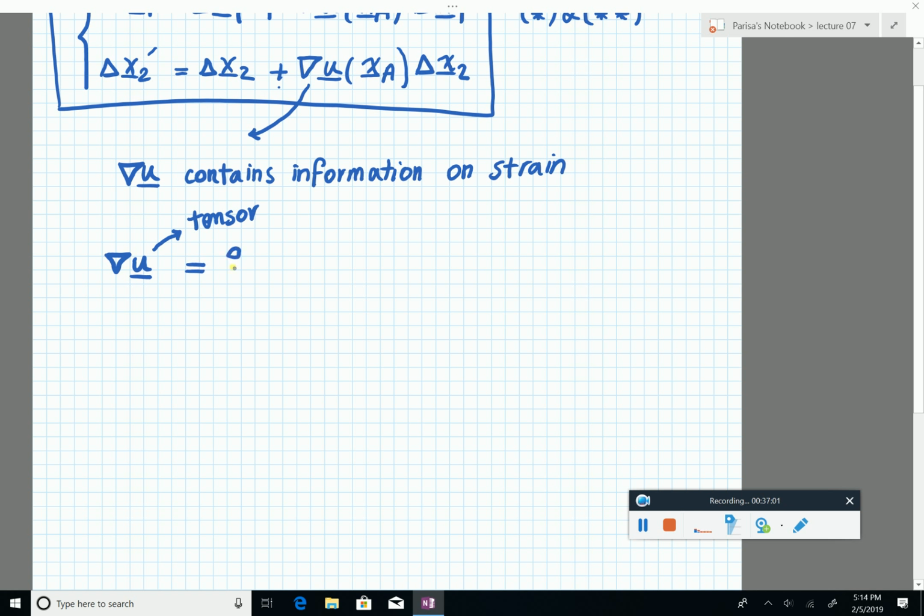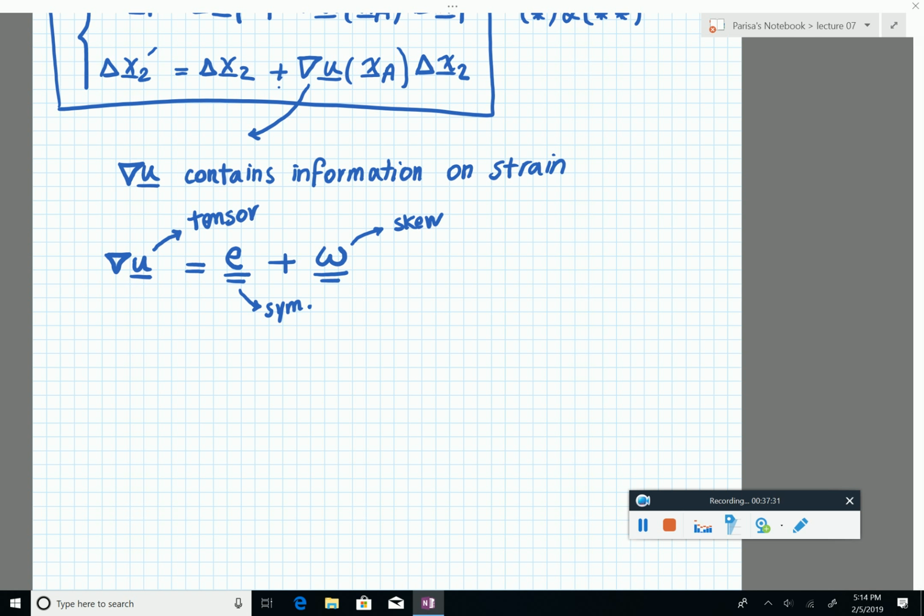I say, okay, because this is a tensor, I can write it as a summation of a symmetric and skew symmetric or antisymmetric tensor. So this one is symmetric. This one, I think in the book it says antisymmetric. You sometimes see a skew symmetric. This is the same thing.